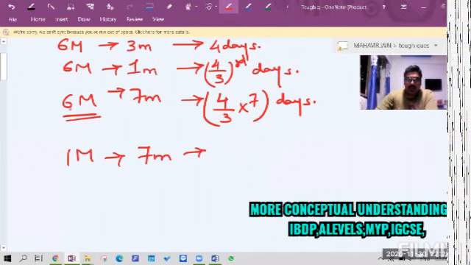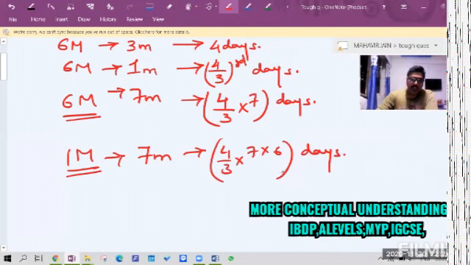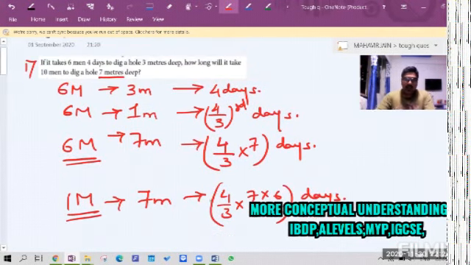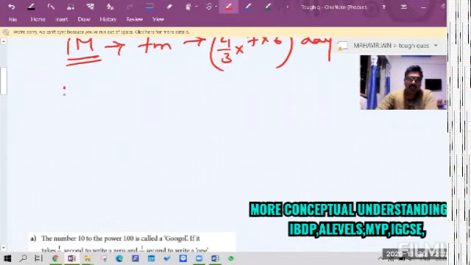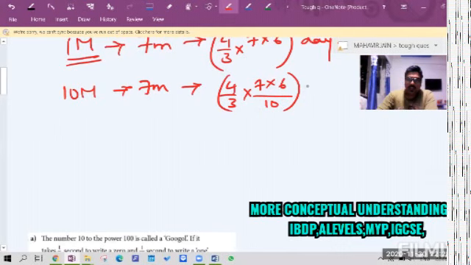Now, if the 6 men do this work in this many days, if I employ only 1 man in their place, obviously he'll be taking more time. And how much more time? 6 times the time, right? So 4 by 3 into 7 into 6 days. Do you understand this? Now, how many men do I have? I have 10 men. So if I ask 10 men to do this work, the work would be divided among 10 men. So divide by 10 days. That's your answer. I hope conceptually it is understood.